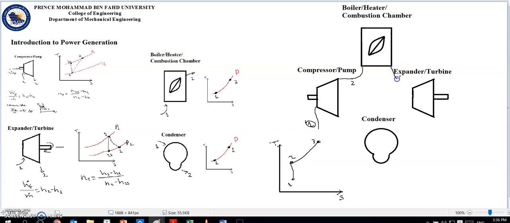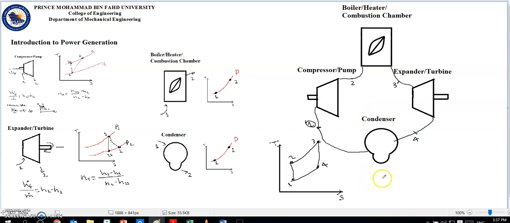At point 3, we'll take our fluid and feed it to the expander, which again theoretically isentropically will reduce its temperature, and exit at point 4. And from point 4, we'll take our fluid, feed it in the condenser, and the condenser will reduce the temperature again at constant pressure and complete the cycle at point 1. So this is the most simple cycle.